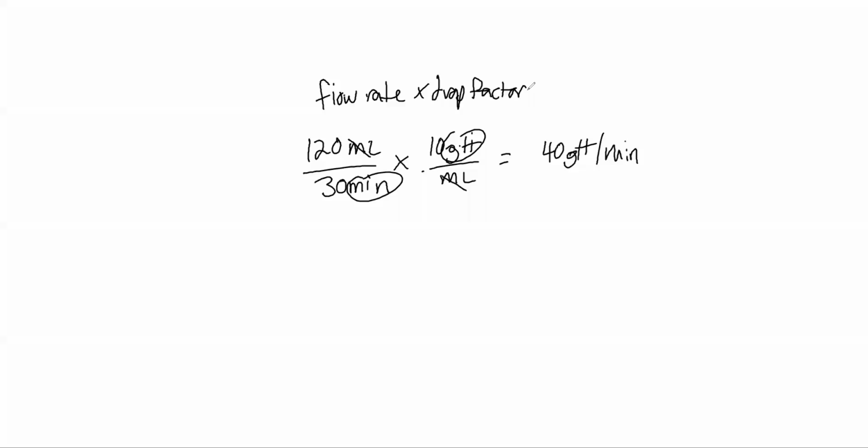The flow rate is typically in milliliters per hour, but sometimes it's milliliters per minute. If they're looking for the drop rate, it's always going to be in drops per minute. The only variation to this would be converting minutes or hours to minutes. But if it's already in minutes, you just leave it in minutes.